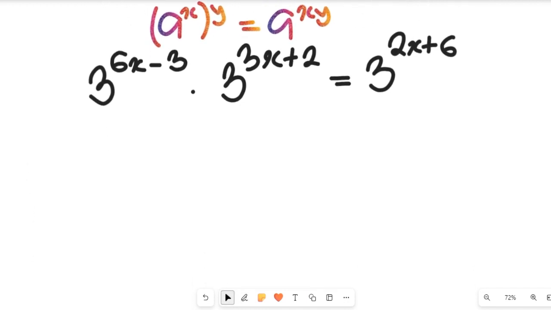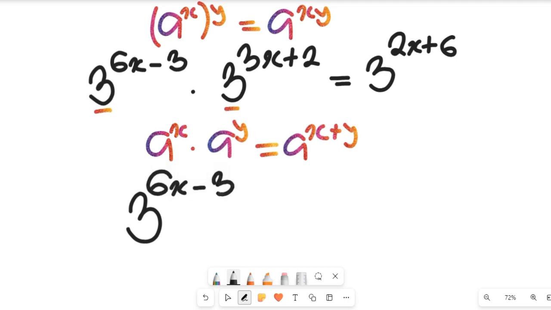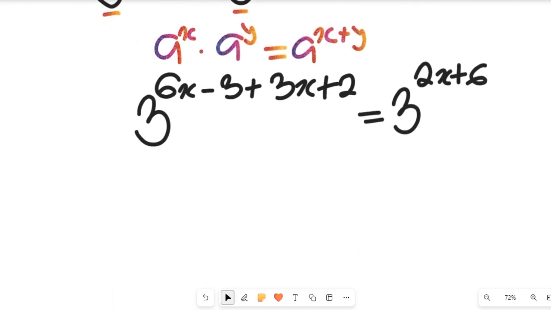Great. Now, flash your mind back also to a law of indices that if you have a to the power of x, the product law of indices, a to the power of y, this can be equal to a to the power of x plus y. So if we apply that to the left-hand side, we are going to have that expression to have one common base. And that will give us 6x minus 3 plus 3x plus 2. And this will be equal to 3 to the power of 2x plus 6. Great. Now, having done that, we're going to simplify.